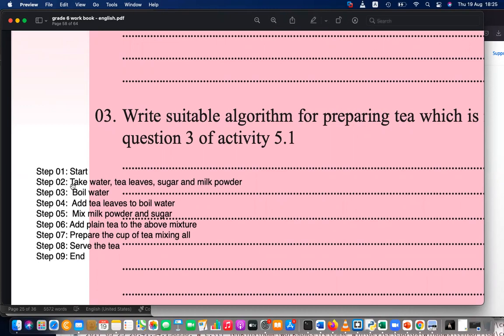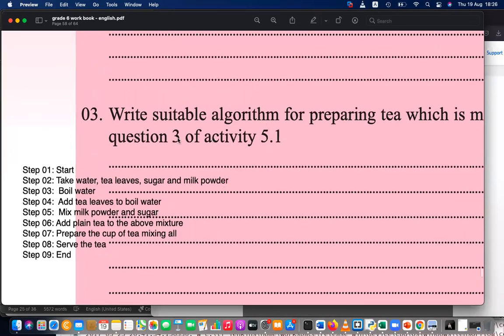Step number 2, we can take the inputs. So what are the inputs? Water, tea leaves, sugar, milk. Those are the inputs, right? Maybe you can mention the supporting things also, like mugs, kettle. But you have to write according to 5.1, right? Question 3 of 5.1. So according to the instruction given there, you can write the second one as take water, tea leaves, sugar, and milk powder.